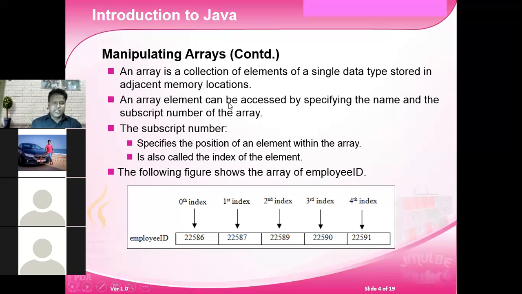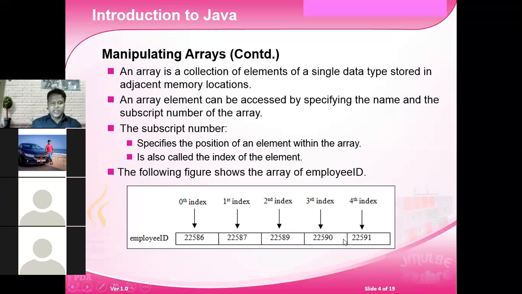So an array element can be accessed by specifying the name and subscript number of the array. Subscript number specifies the position of an element within the array. It is called the index of the element. Okay, so this 0, 1, 2, 3, 4 is called the index of array elements. So the array subscript number starts from 0.